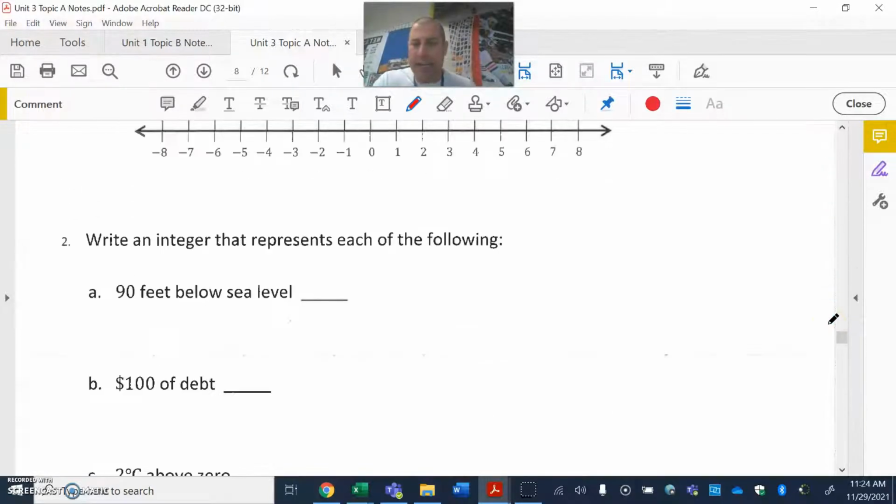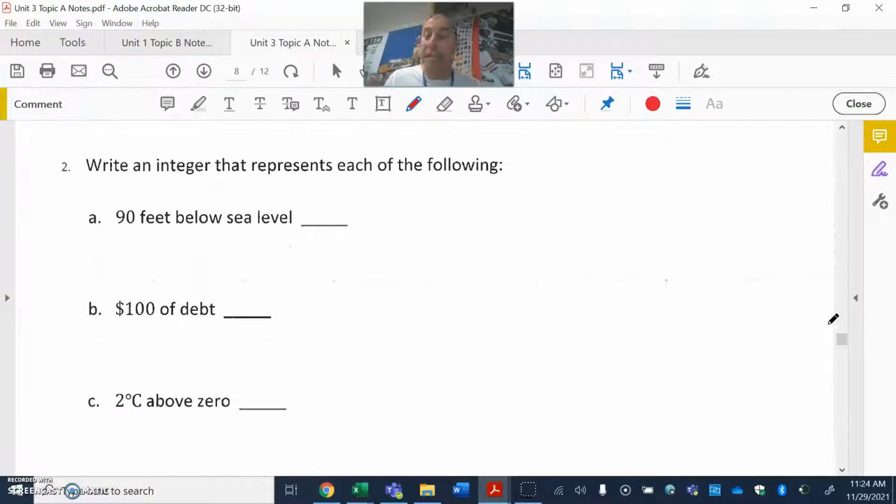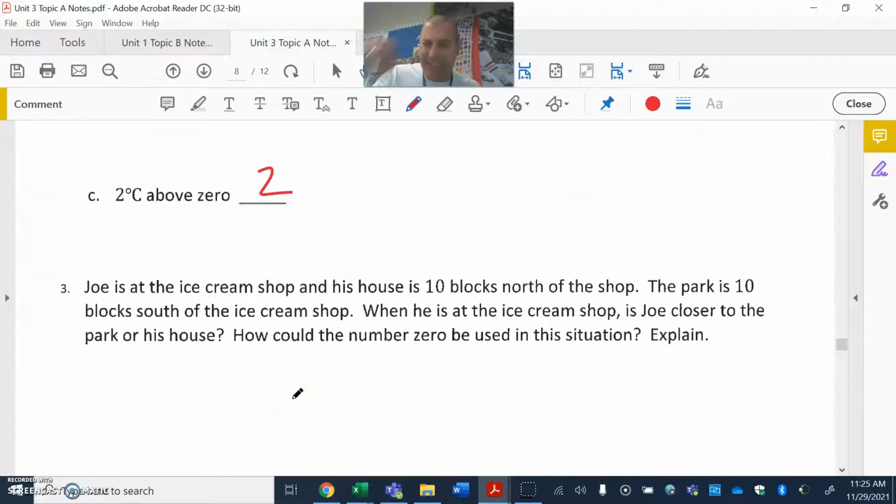And let's slide on down here. So it is a good little review. Write an integer. Remember, an integer is a positive or negative number. 90 feet below sea level. There we go. $100 of debt. Remember, debt means you owe money. And 2 degrees Celsius above zero. So that's a positive, so we just put our 2 down. All right, nice little review here.